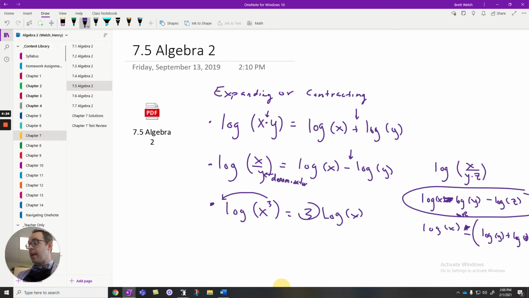Now, coincidentally, they can be reversed. If you ever come across a problem that says 4 times the log of x, you can say that that's the same as the log of x to the 4th power. So we can go back and forth with this, and that's the idea of expand and contract, or expand or contract. All right, there's one last rule that we need to understand.